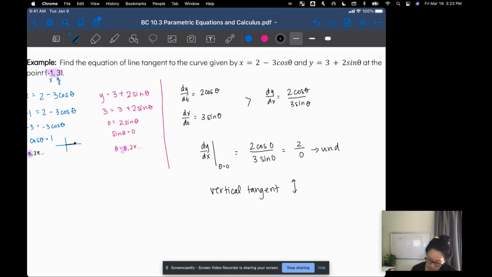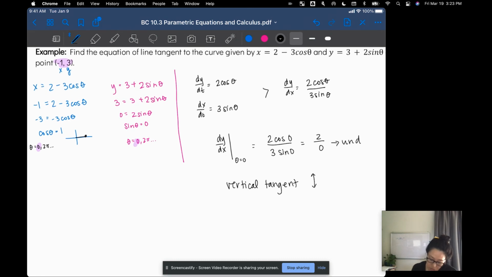So we know that the equation goes through the point -1, 3. The way we write that vertical line would just be x is equal to -1.